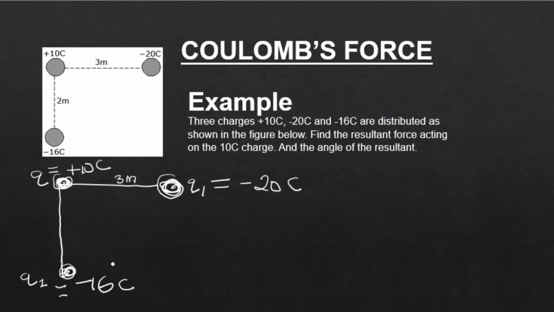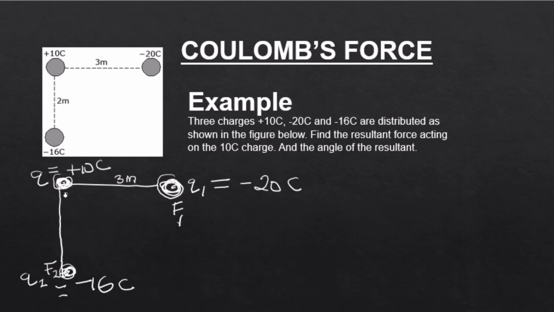All right, so from here, let me just name this to be my F1. Let me name this one here to be my F2. That is the first F1 acting to this point and this acting to this point. So now the question we are asked here is to find the resultant force acting on the 10 Coulomb charge, as well as finding the angle of the resultant.